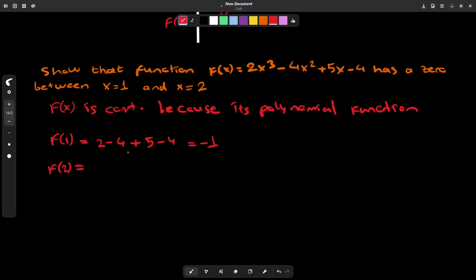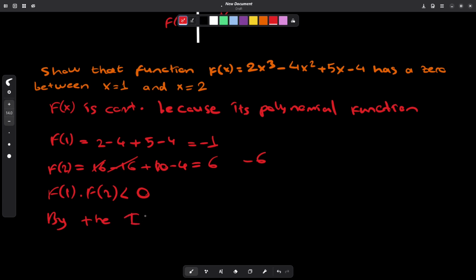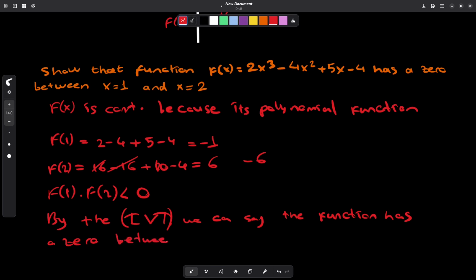f(2) is 16 minus 16 plus 10 minus 4. These cancel out, so 6. Therefore f(1) times f(2) is less than 0, because when I multiply these, I get negative 6, right? So I can say by the intermediate value theorem, we can say the function has a 0 between x equals 1 and x equals 2.